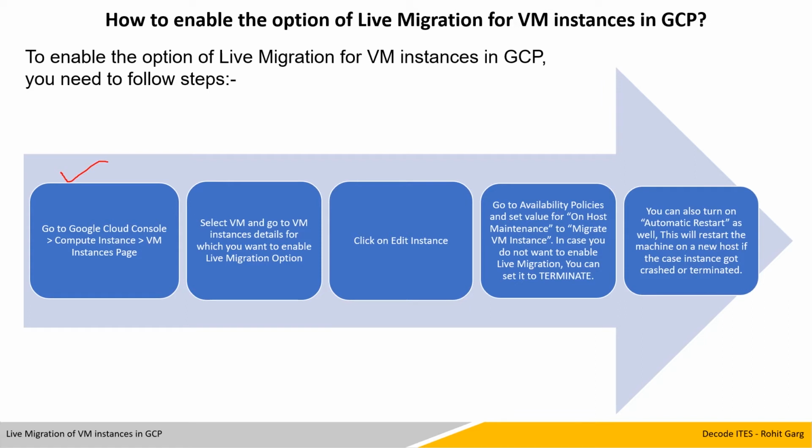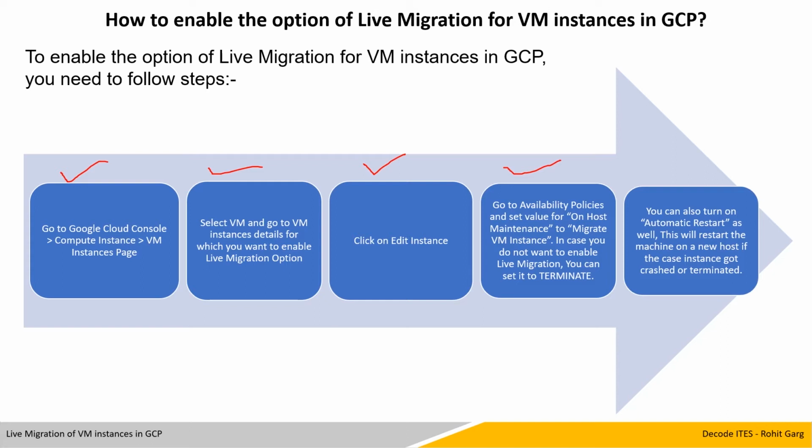On the VM instances page, select the VM for which you want to enable the option and go to the details. In the VM details, click on Edit Instance. Now you need to go to the options where you can enable live migration. Go to the availability policies and set the value for on-host maintenance to migrate VM instance.